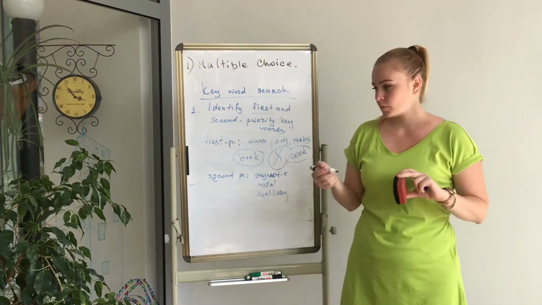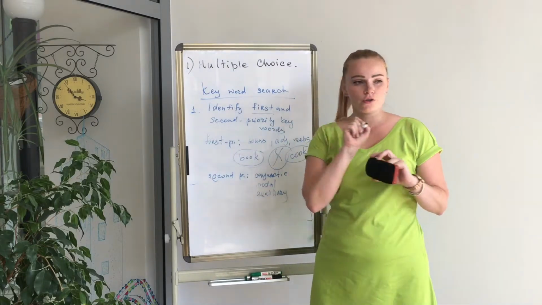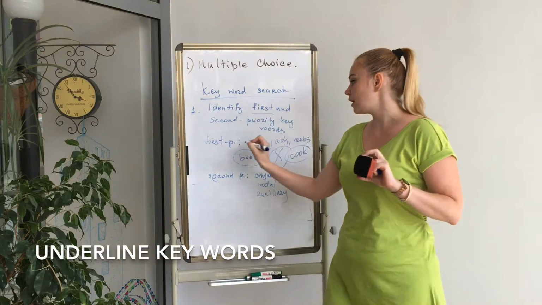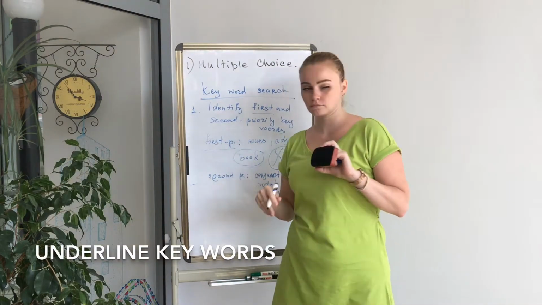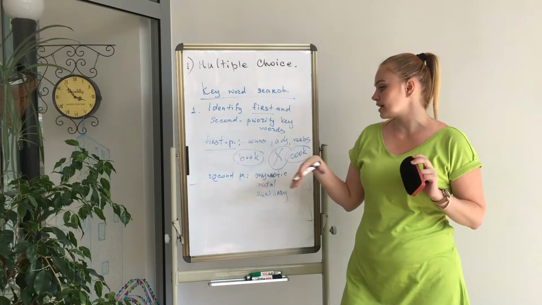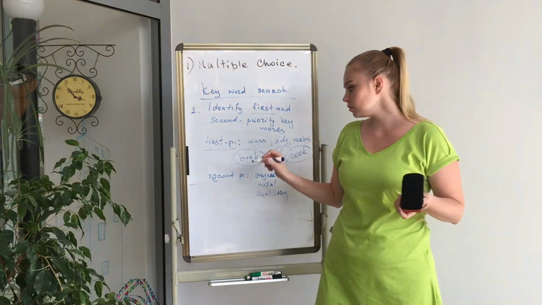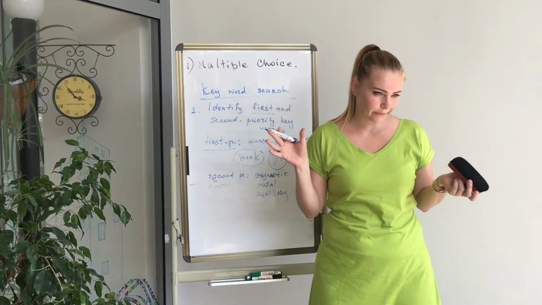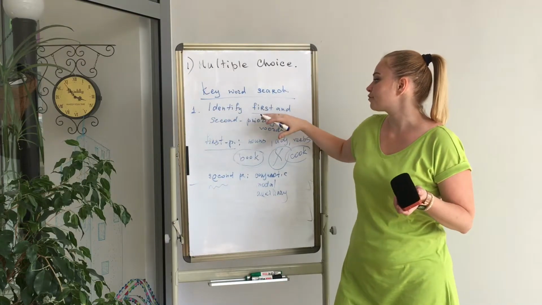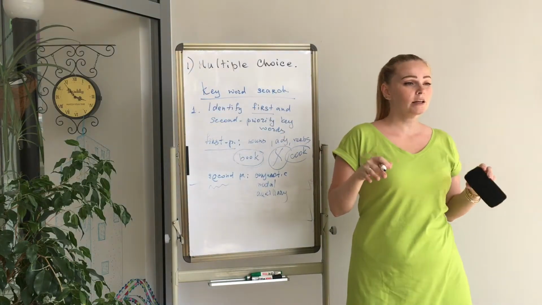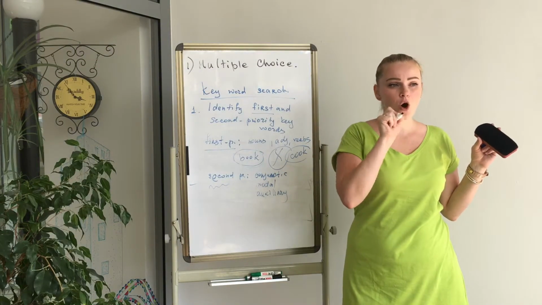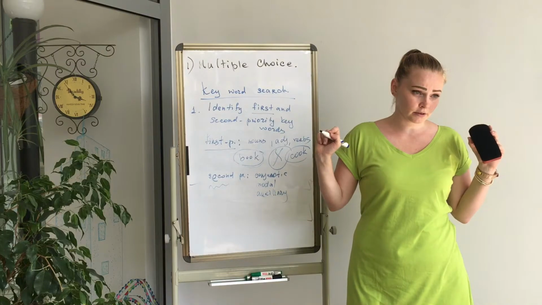My advice, when you identify keywords in your question, you need to underline them. It's better, yes. When you get second priority, you can mark them in some different way, but they are also important. Identifying first and second priority keywords. So finally, when you get your question, the final result should be that you have all the necessary words underlined.